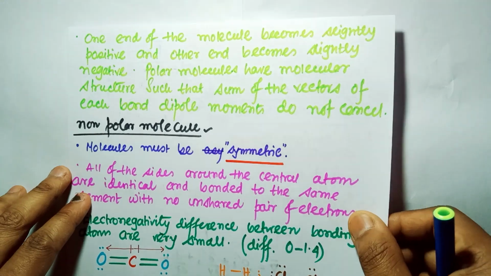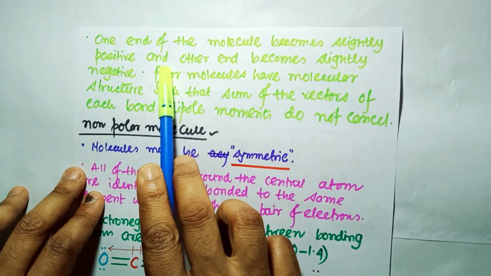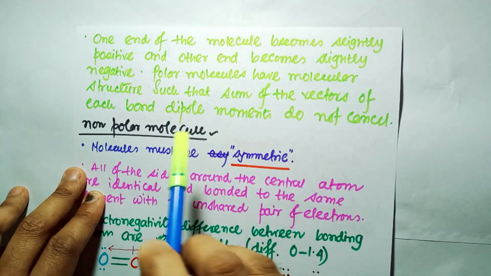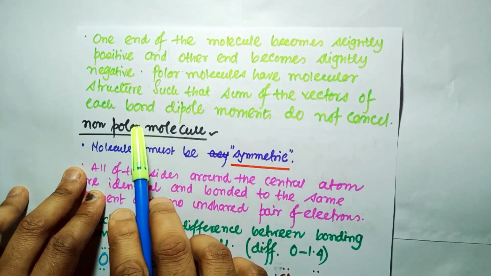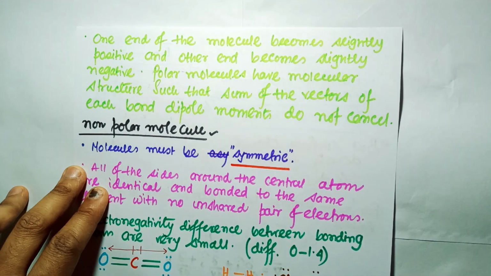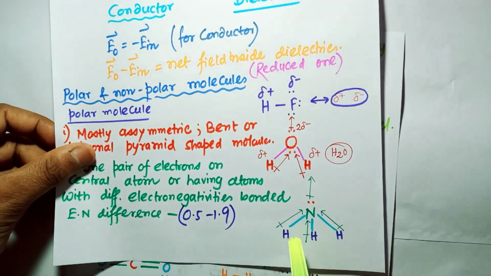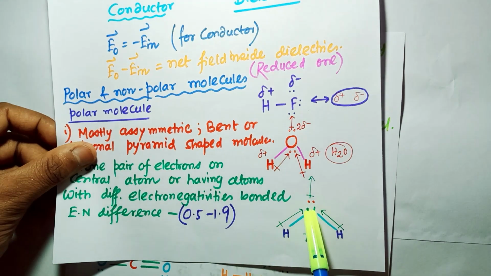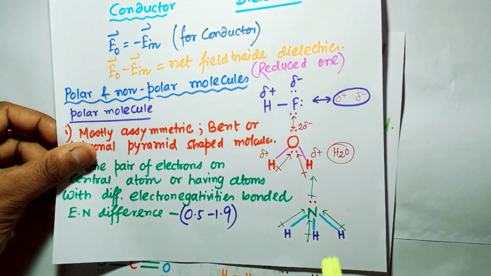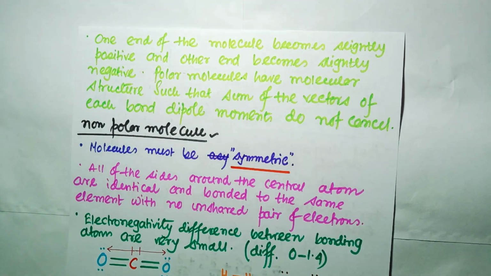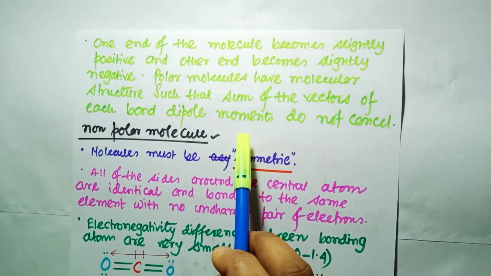So our next discussion will be on the non-polar molecule. I have already written here, for the polar molecule, one end of the molecule becomes slightly positive and the other end becomes slightly negative. Polar molecules have a molecular structure such that the sum of the vectors of each bond dipole moment does not cancel. So you can see from the figure, following the previous figure, in this NH3, this polarity direction is this direction, this in this direction, this in this direction. So the resultant polarity acts in such a way that the resultant is not 0. So for the polar molecule, the sum of the vectors of each bond dipole moment does not cancel.